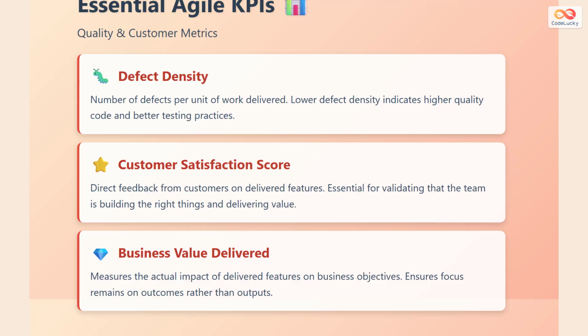Business value delivered measures the actual impact of delivered features on business objectives. This might include increased revenue, cost savings, improved efficiency, or strategic positioning. This metric ensures your focus remains on outcomes rather than outputs, keeping everyone aligned on what truly matters to the organization.